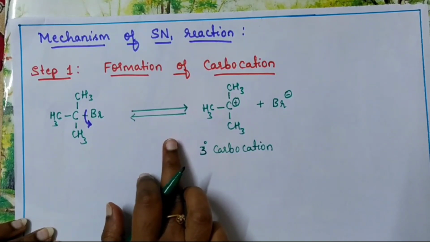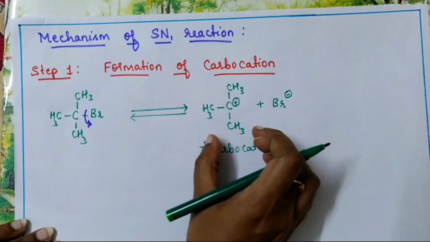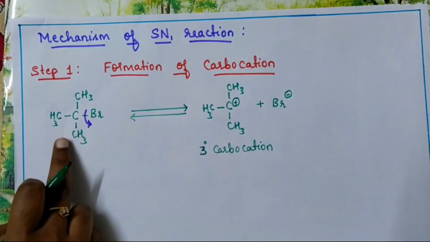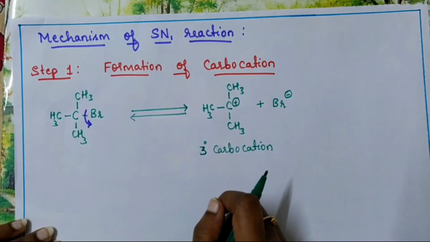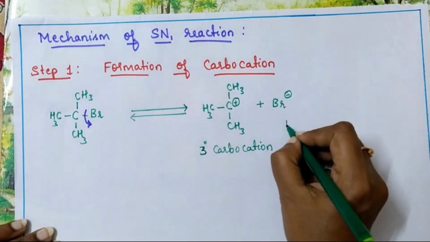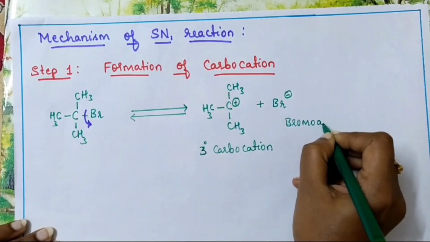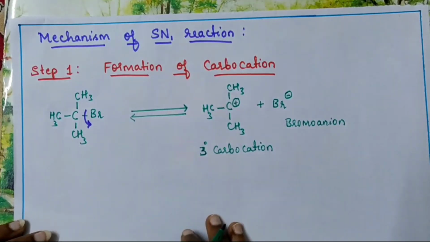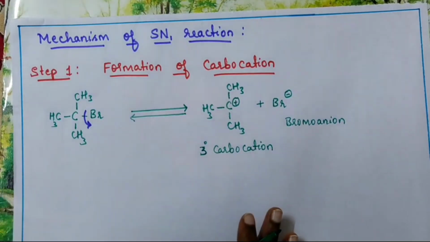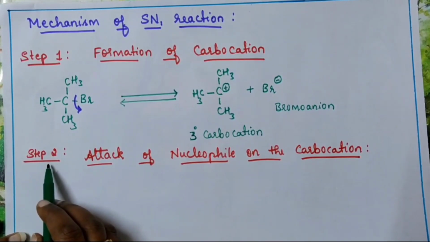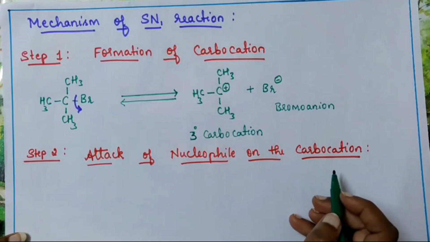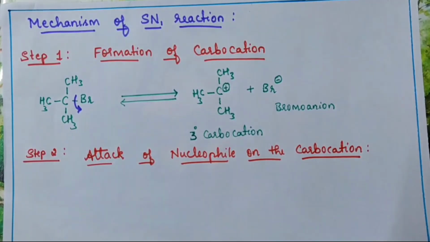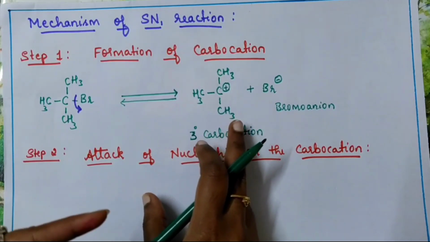This is what I was telling when we were discussing about order of the reaction. Tertiary carbocation is highly stable. So tertiary alkyl halide favors this reaction so that it can form the tertiary carbocation, which is very stable. Okay, and this is bromide anion. This is the first step. Second step is attack of nucleophile on the carbocation. So in the second step, this nucleophile is going to attack the carbocation which is formed in the first step.